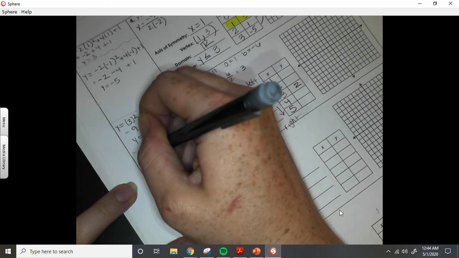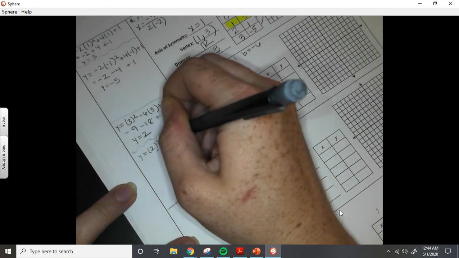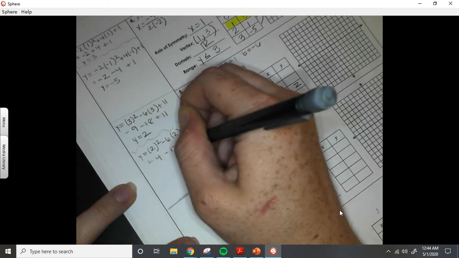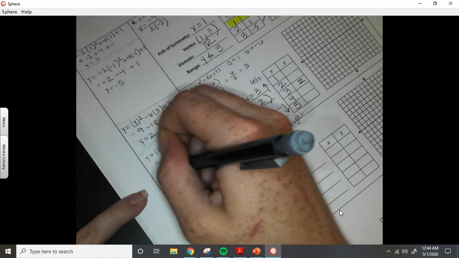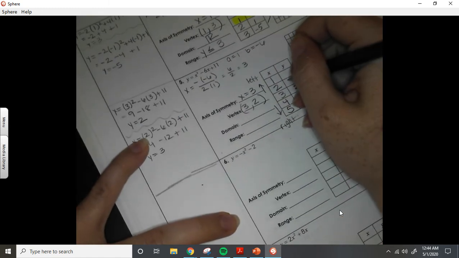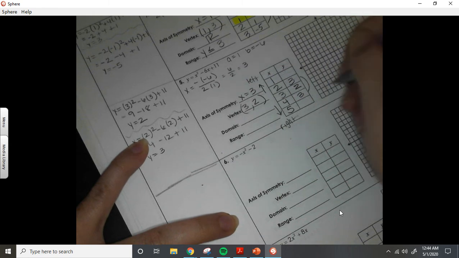All right, let's plug in 2. Y equals 2 squared minus 6 times 2 plus 11. 4 minus 12 plus 11. Oh, Mr. I, can you do simple math? I don't know. Let's see. 4 minus 12 is negative 8. Negative 8 plus 11 is 3. So plugged in a 2. This means that this is 3 and this is 3.